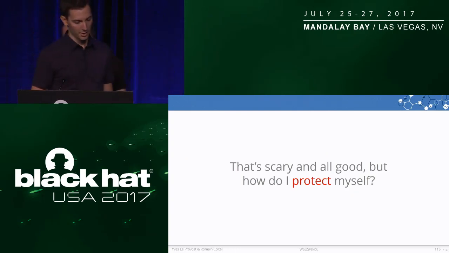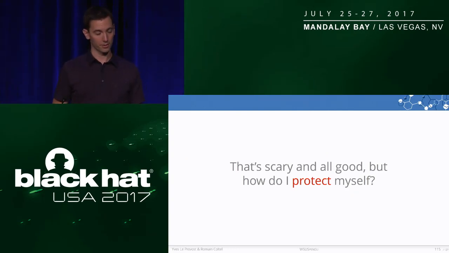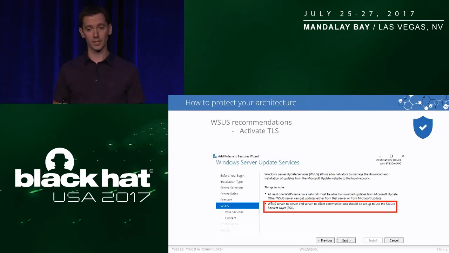Well, that's all scary, really. But how do you protect yourself against that? Well, the first thing is to listen to Microsoft and apply the first recommendation that they are saying. The first thing is to activate TLS, and Microsoft is really pushing for it because even before you install the WSUS role on your server, Microsoft is already saying to you that you need to enable TLS. That will protect you against WSUSpect, that won't protect you against WSUSpendu.